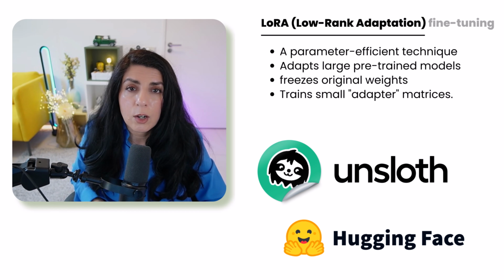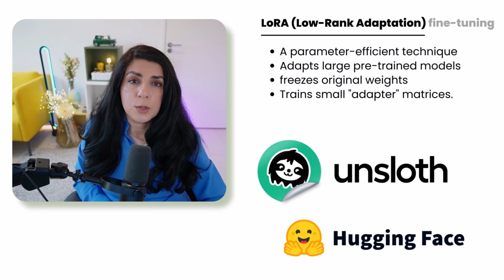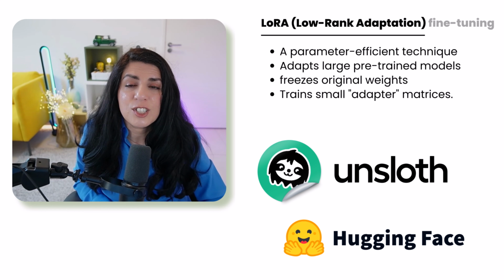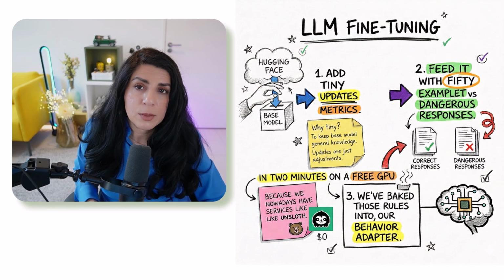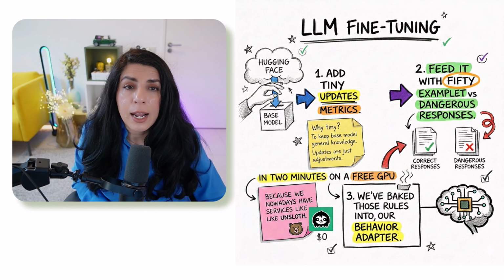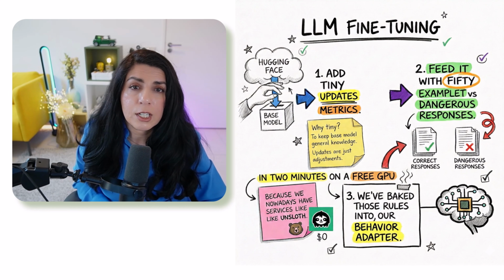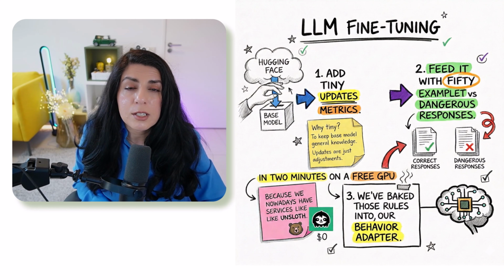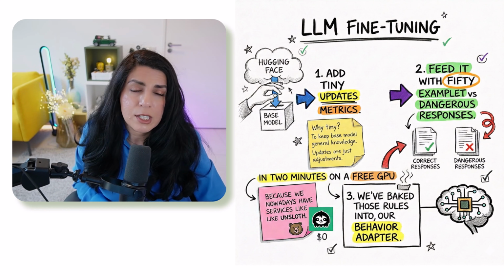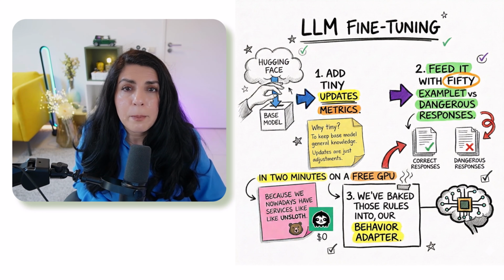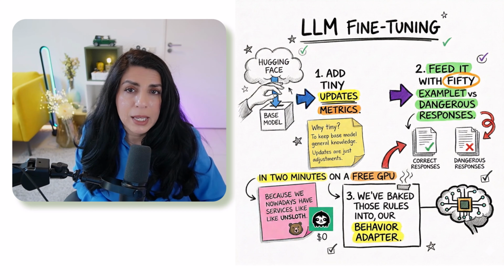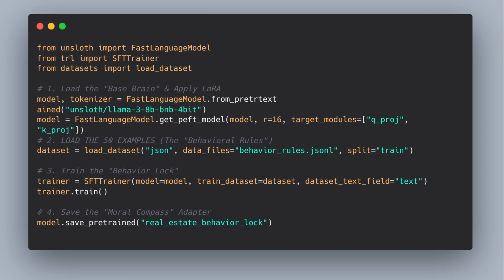For non-negotiable behavior, we use LoRA with Unsloth, which improves your speed. What you do is, instead of begging your real estate agent to stay safe, we pull a base model from HuggingFace and add tiny update matrices. We feed it 50 examples, correct versus dangerous responses. And in 2 minutes on a free GPU, because nowadays we have services like Unsloth, we bake those rules into our behavior adapter. So use Unsloth, use FastLanguageModel, use SFTTrainer and datasets from HuggingFace.